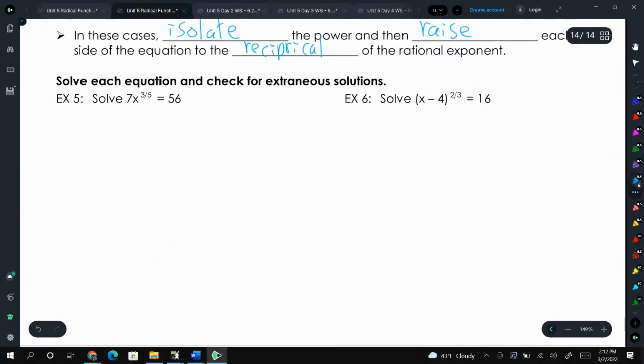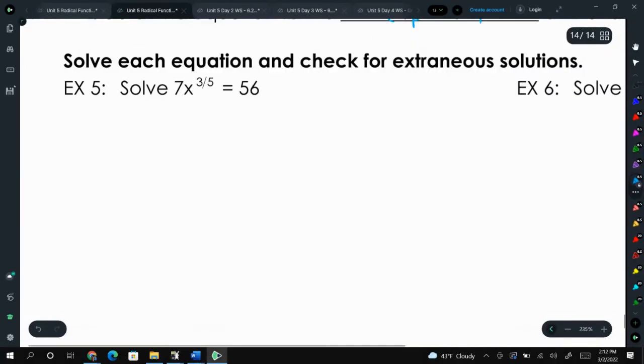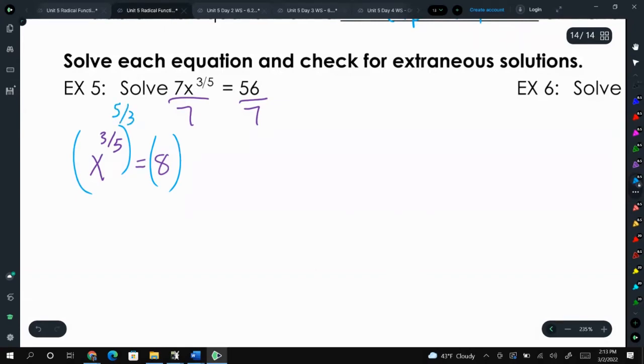So example number 5, we want to first get that x by itself. We got to divide by 7 first. So that gives us x to the 3/5 power equals 8. What we need to do now is we're going to raise each side to the 5/3 power.